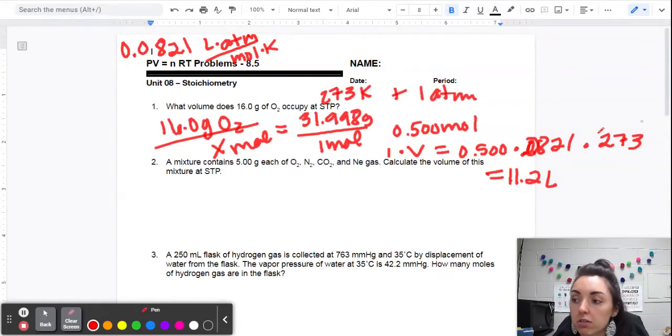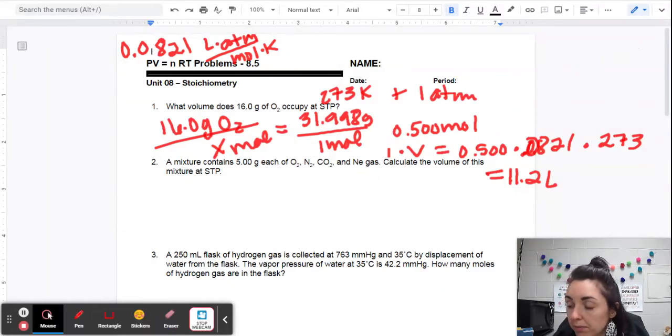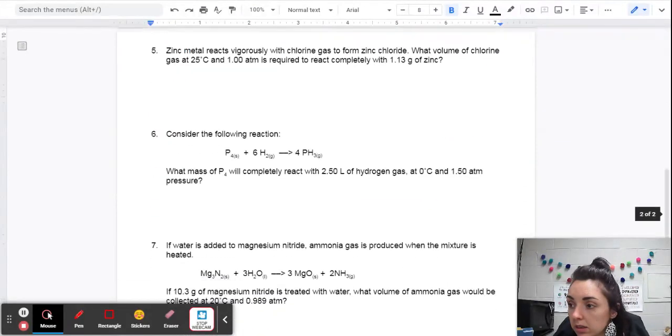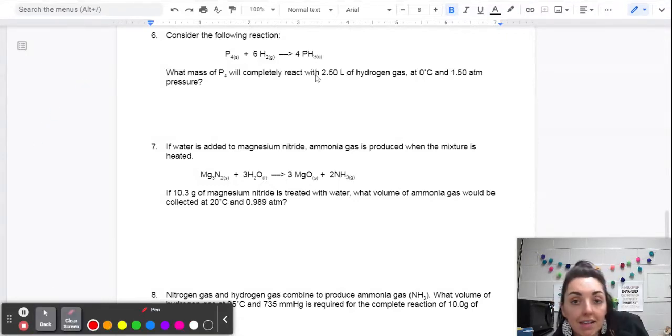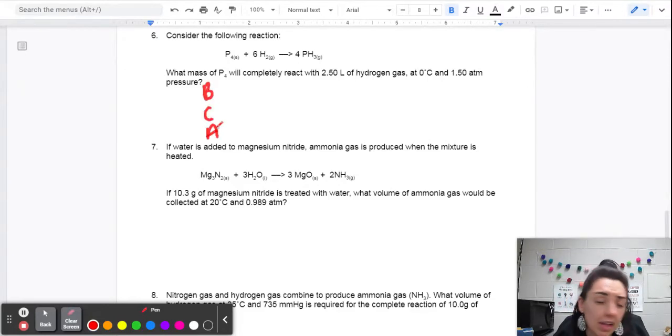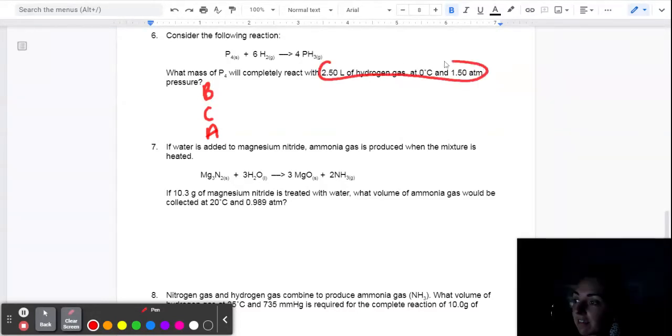So let's actually scroll down. So I want you to scroll with me. We're going to do a stoichiometry problem. Let's go ahead and do number 6. So in this one, it says, what mass of P4 will completely react with 2.50 liters of hydrogen gas at 0 degrees Celsius and 1.50 atmospheres of pressure? So I know I need a BCA table, but I don't have any moles. I don't have any grams to convert to moles. But I do have all of this lovely information about the hydrogen gas.